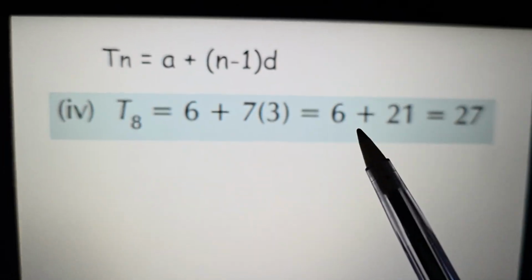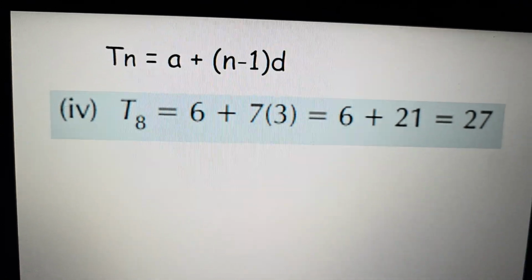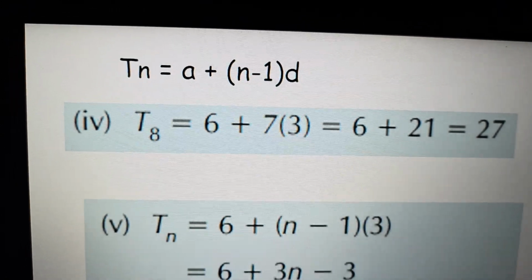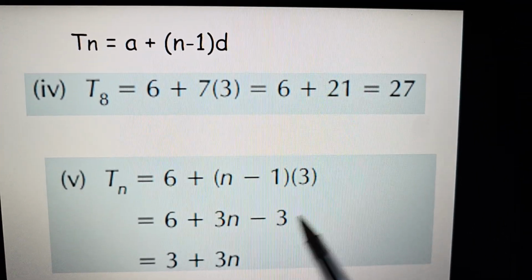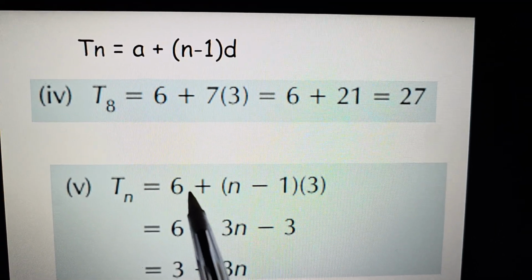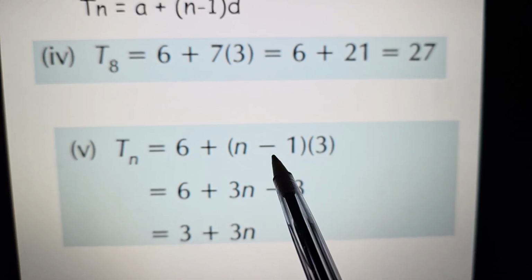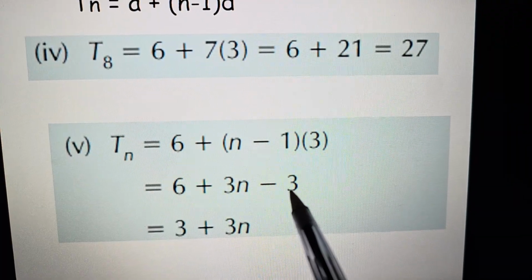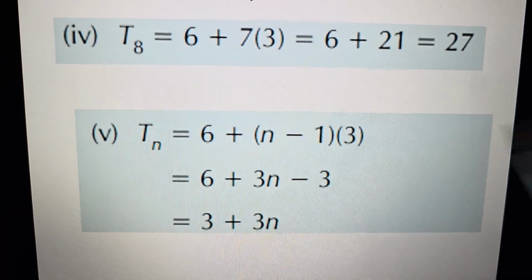Okay, they didn't ask me to get term 8, so ignore that. It was a different question. They'd actually asked to get term 9, which we did, which was 30. But the T of n formula is going to be A, which is 6, plus n minus 1 times the common difference, which was 3. Multiply the 3 into the bracket. You'll get 3n minus 3 and then tidy it up. 6 minus 3 is 3. There's your T of n formula.